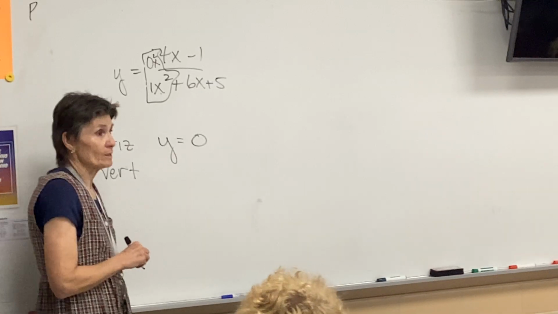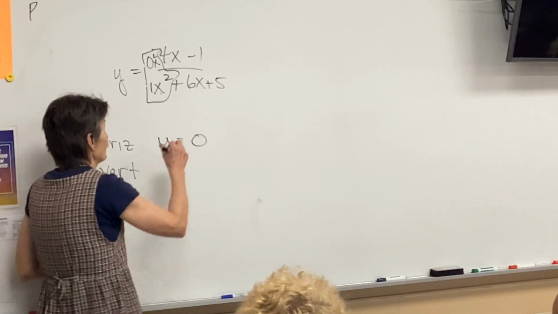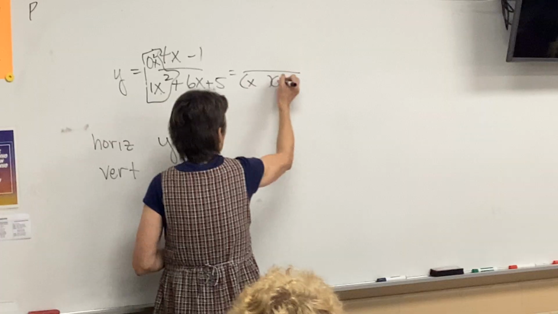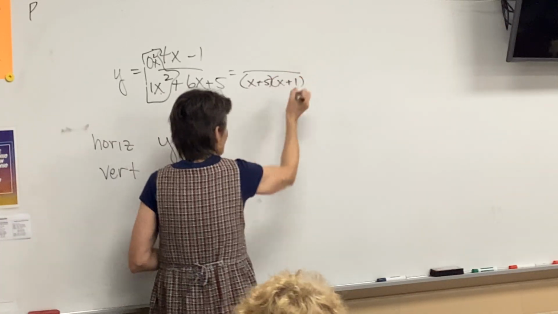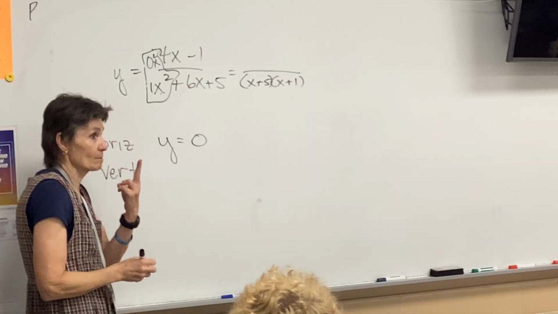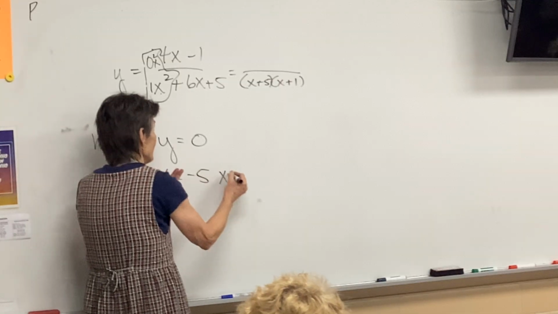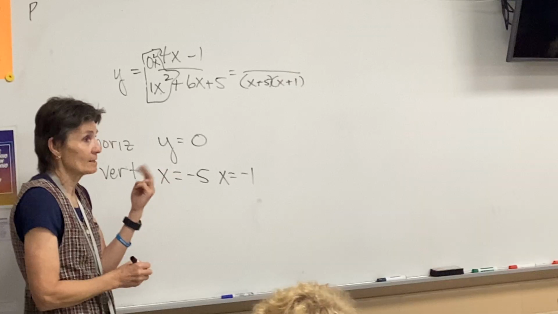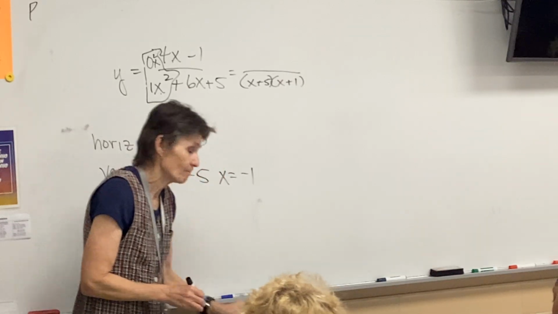All right, what about the verticals? Where do they come from? They come from the denominator. So I'm going to factor my denominator. Plus 5, plus 1. So I actually have 2 vertical asymptotes. They are at -5 and -1, because there's 2 things in the denominator, and that's where vertical asymptotes come from.